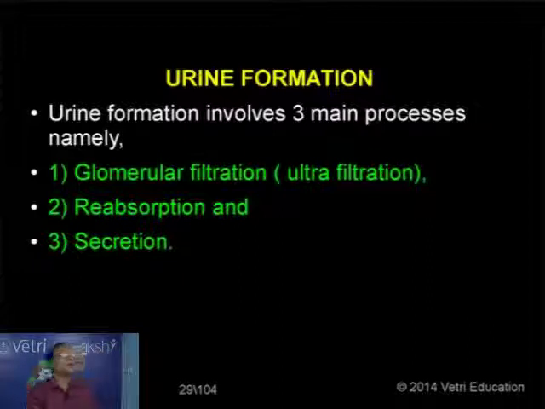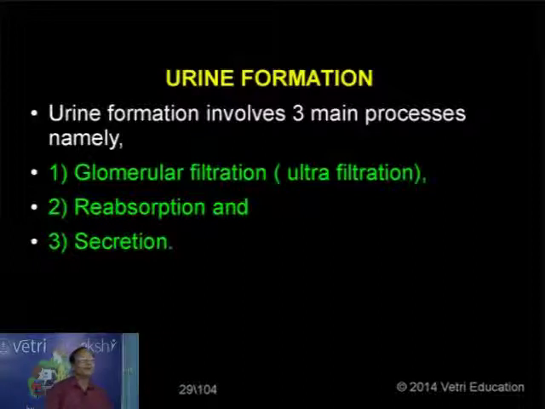Now the mechanism of urine formation. There are three major steps during the formation of urine that are brought about by the nephrons, the ultimate functional units of the kidney. The first stage is the filtration at the glomerular level, called ultrafiltration or glomerular filtration.